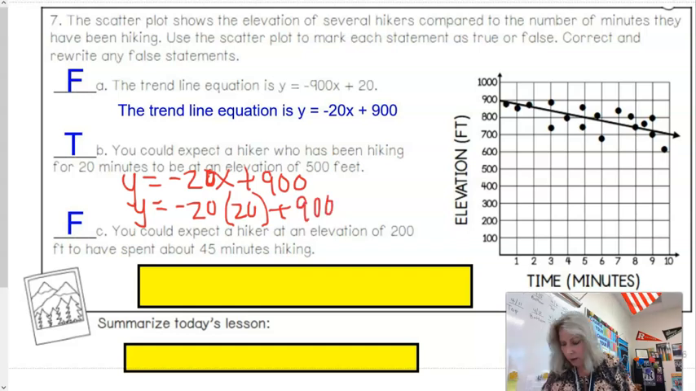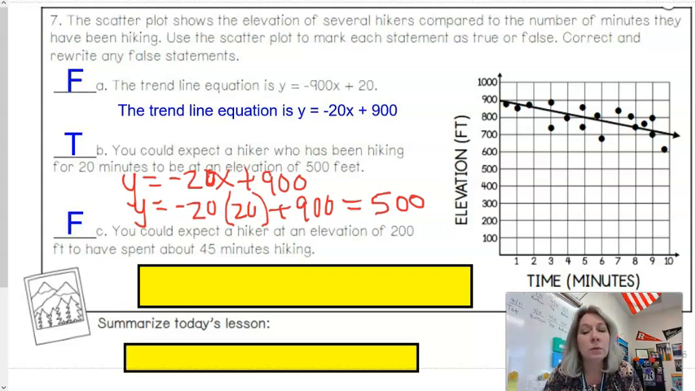I'm going to have negative 20 times 20, that's a negative 400, plus 900, that's 500. So y equals 500. Yep, that will be true because it will come out to 500 feet. All right, and then you've got the last one.